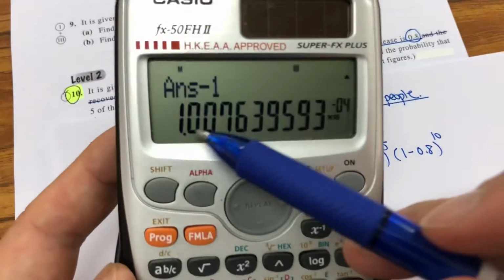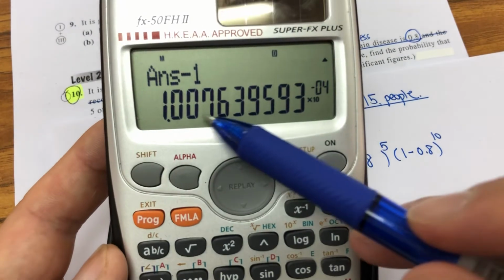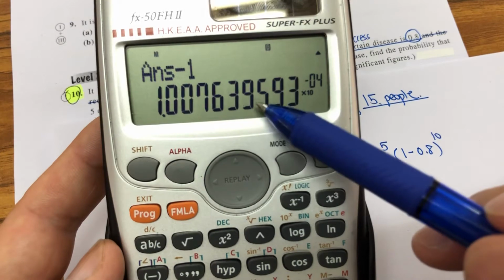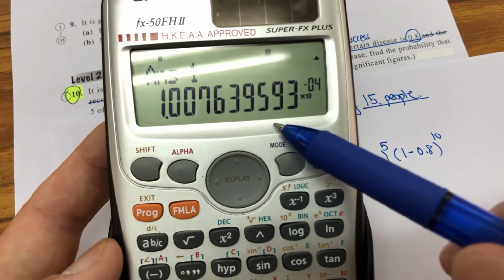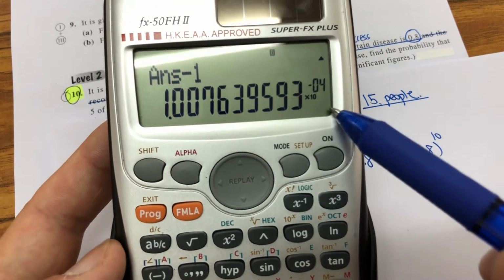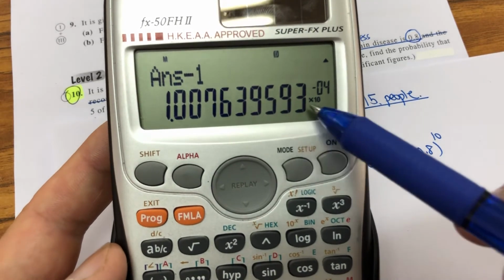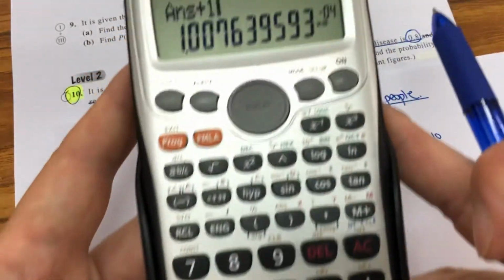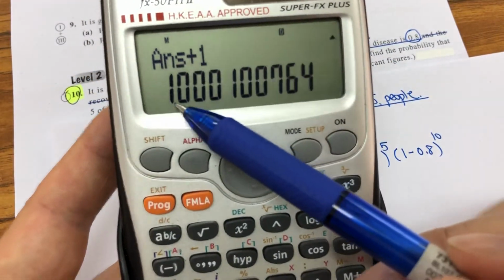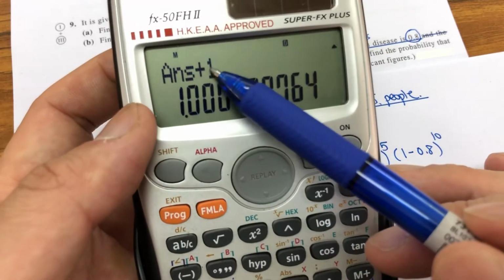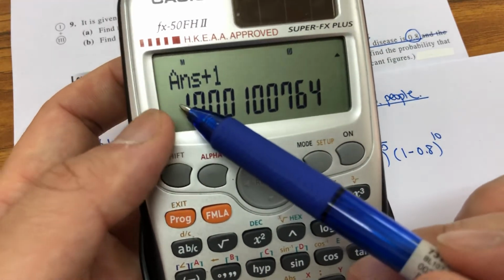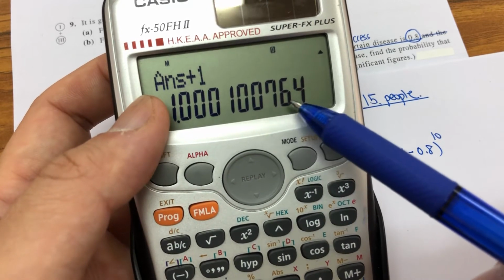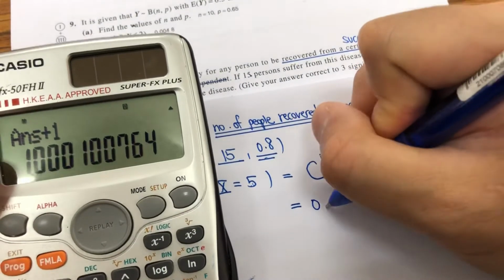So as you can see, this number is very small, something times 10 to the power of negative 4. If your law of indices and scientific notation is not very strong, you could put it this way. Whenever you see this, you may try to add 1 to the result. Then you will see the result. Because the 1 is something we just made up, you should ignore it. 0.000100764. This is the probability.